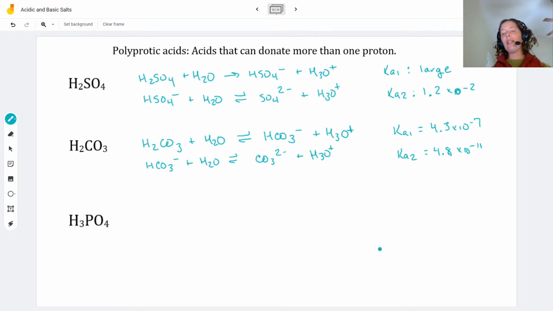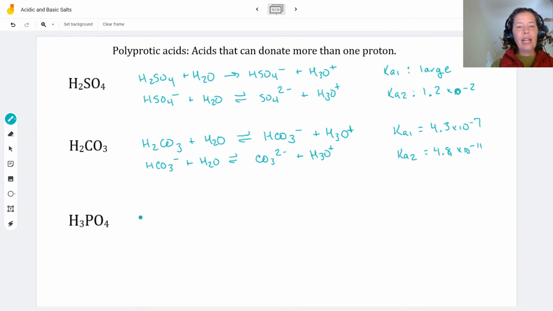So this is the trend with polyprotic acids. Your first step is always going to be your strongest step. It's going to have the largest Ka value. So you can see this is not a very big value, but it is definitely bigger than 10 to the negative 11. So your first step is still the strongest step, but in the case of carbonic acid, both of these are in equilibrium because they're both weak acids. Okay, no questions. Let's go on to phosphoric acid.